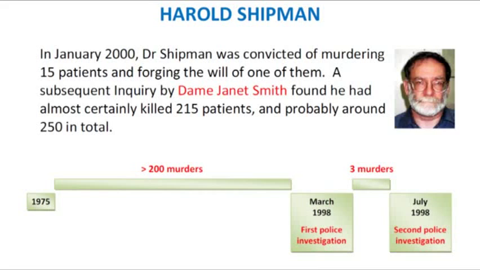Well, finally, let's have a look at the case of Harold Shipman. In January 2000, Shipman was convicted of murdering 15 patients and forging the will of one of them. A subsequent inquiry by Dame Janet Smith found that he'd almost certainly killed 215 patients and probably around 250 in total. If we look at this timeline here, we see that he killed over 200 people between 1975 and March 1998, at which point there was a first police investigation.